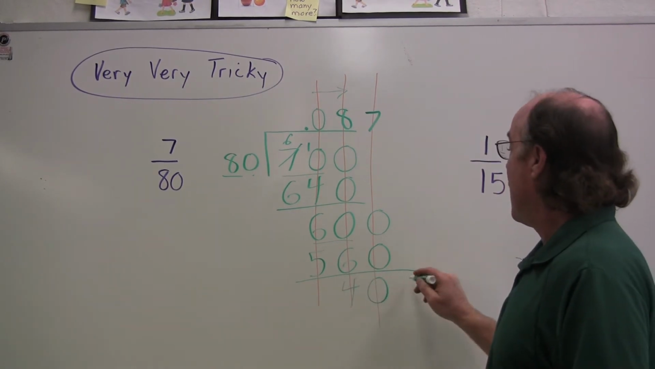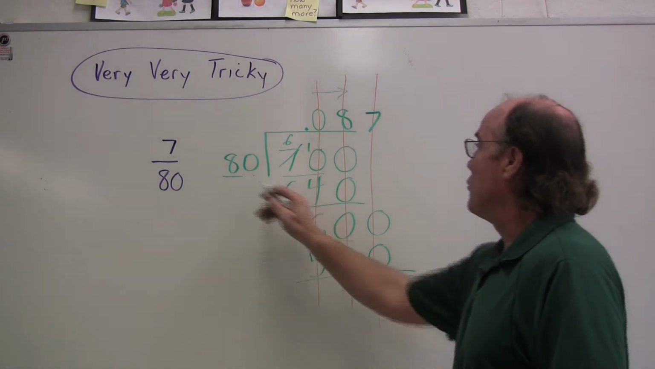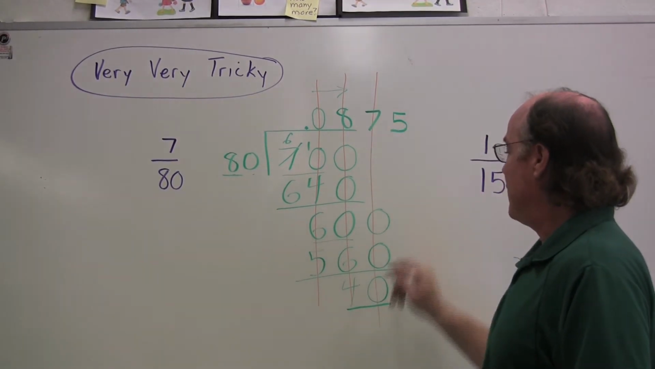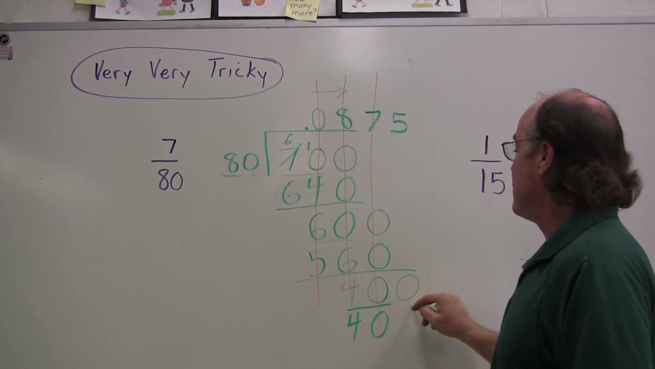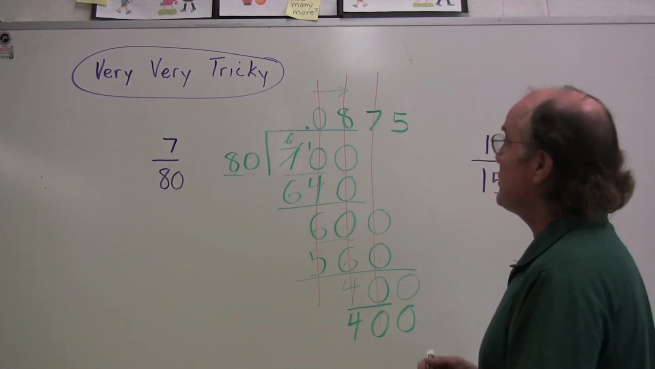Now, add that 0. 80 into 400 is like 8 into 40. 8 into 40 is 5. And our division is over. But our problem is not over. This is a tough answer.